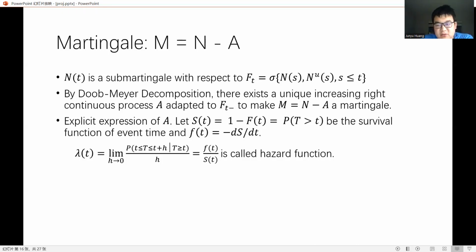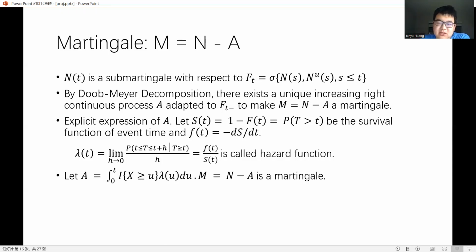First, we assume S(t), the capital S(t), is the survival function. It's 1 minus the CDF, and f(t) is the PDF. We define lambda(t) in this form, which is called the hazard function. And we can derive A in this form, which is the integral of an at-risk process times the hazard function, to make M a martingale.